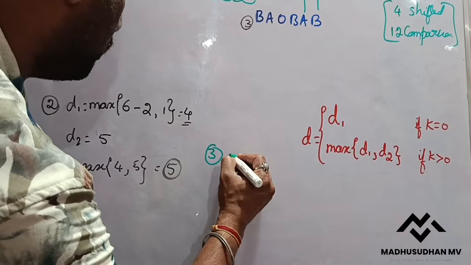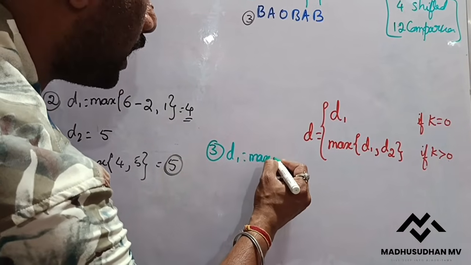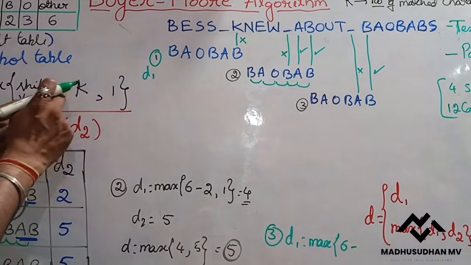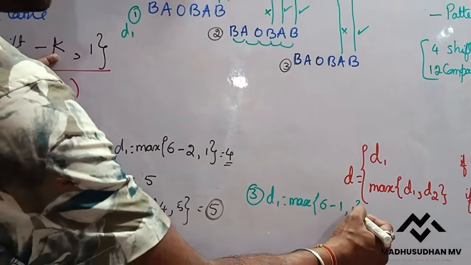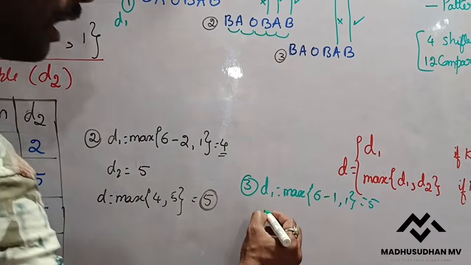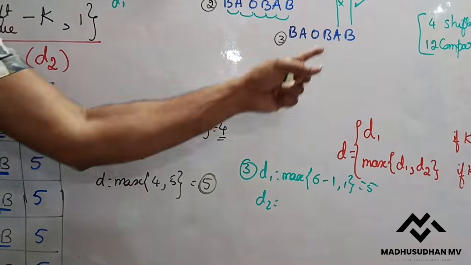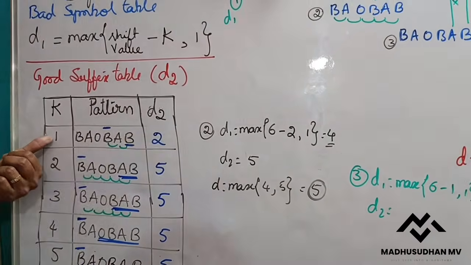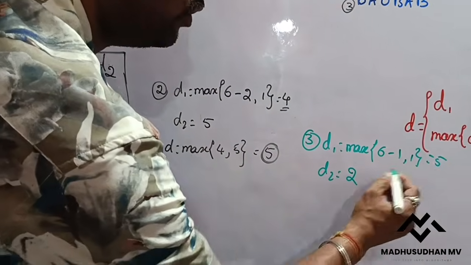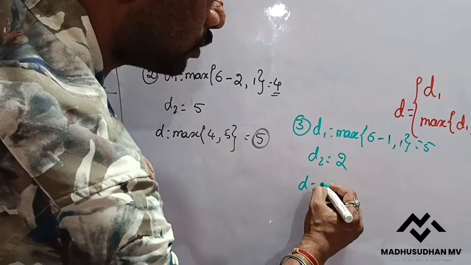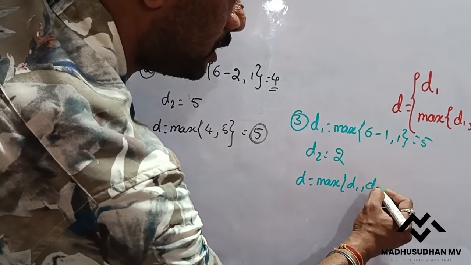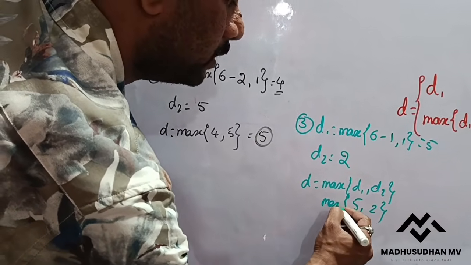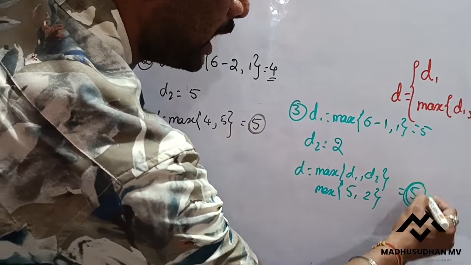See the third one. So now D1 is equal to the maximum of what? Shift value. The shift value of underscore is what? 6 minus how many characters have been matched? K is equal to 1, comma 1. How much? 5. D1 I got 5. Now D2 is how much? How many characters have been matched in this case? One character has matched, the second mismatched. When K is equal to 1, what is the value? 2. So D2 is equal to 2. So now D is equal to the maximum of D1 comma D2. D1 is 5, D2 is 2, so 5 is maximum. So we are shifting by 5.